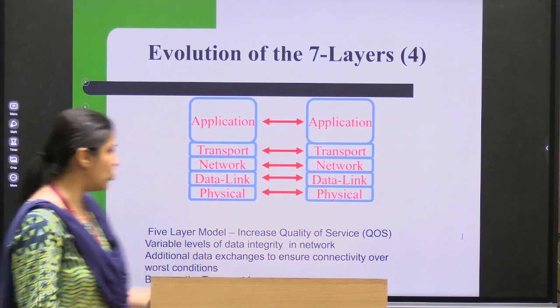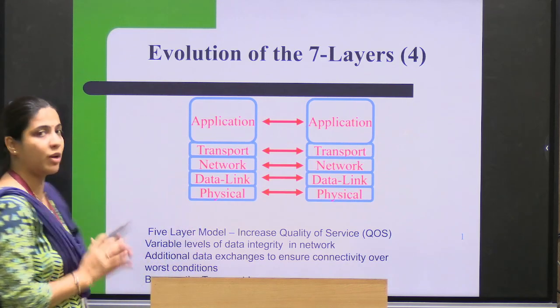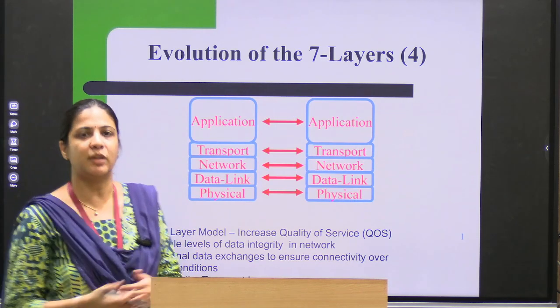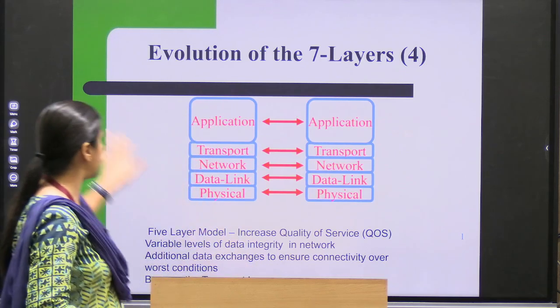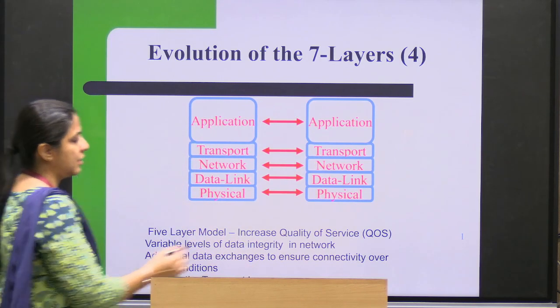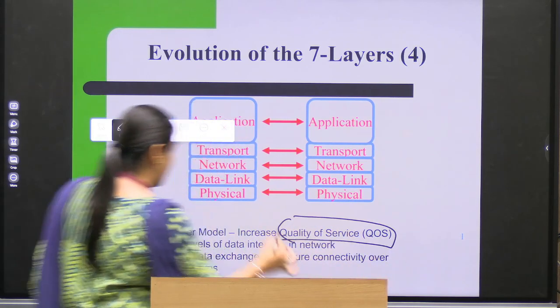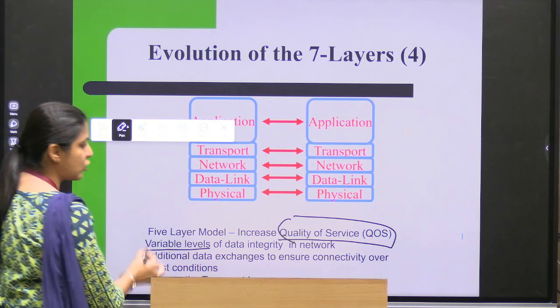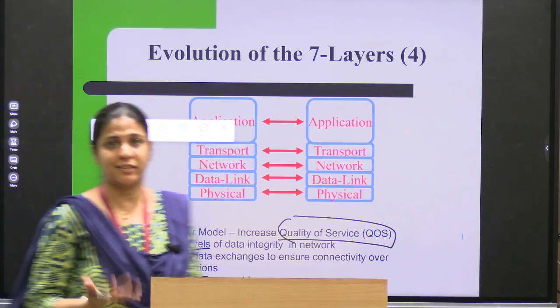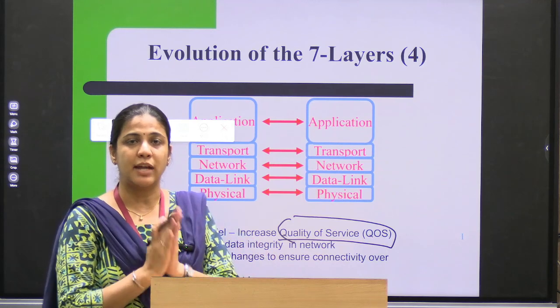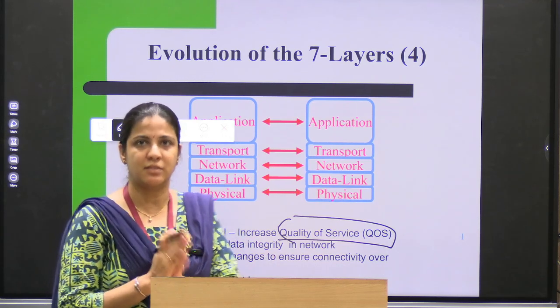Next, to make it easier and to increase the quality of service, the transport layer was introduced. The transport layer helped in a good quality of service, and variable levels of data integrity so that the quality of service remains good.